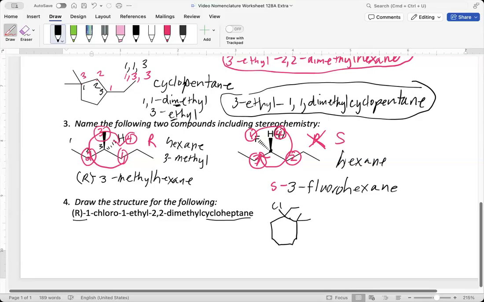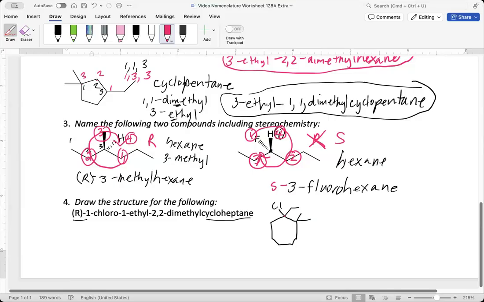I've got 1-chloro-1-ethyl-2,2-dimethylcycloheptane. But I need to put the stereochemistry in here, so I need to assign this as R. So in this case, let's figure out if I made it right. Basically, I'm just going to take the lowest priority, point it backwards, and see what that is. Is it R or is it S? So the ethyl group here is going to be the lowest priority. If you look at this, the chlorine is the highest molecular weight.